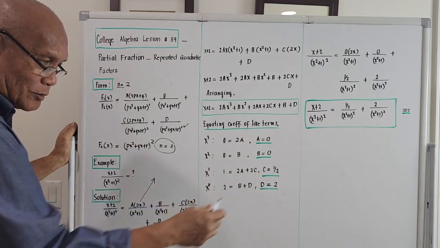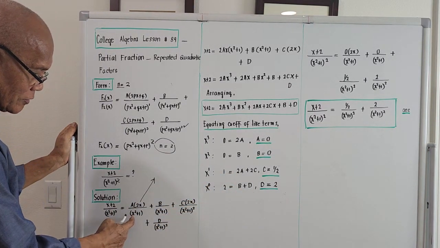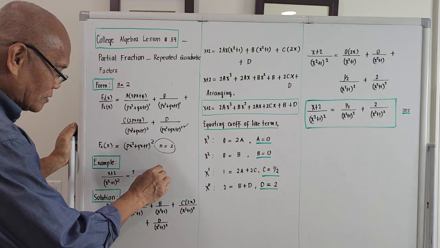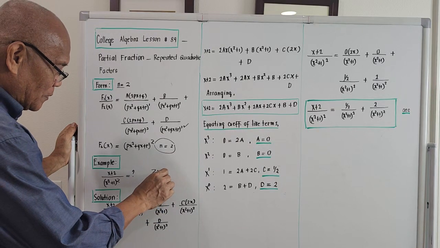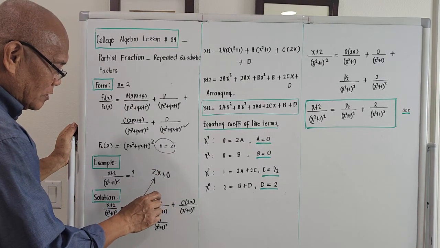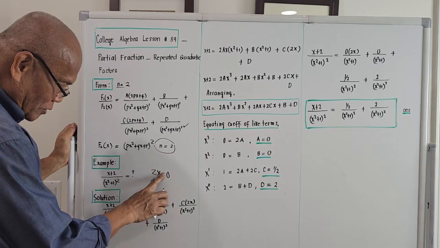This is now a part of differential calculus. You take the derivative of x squared, that will be 2x. The derivative of 1 is actually 0. So 2x plus 0 will just be simply 2x.